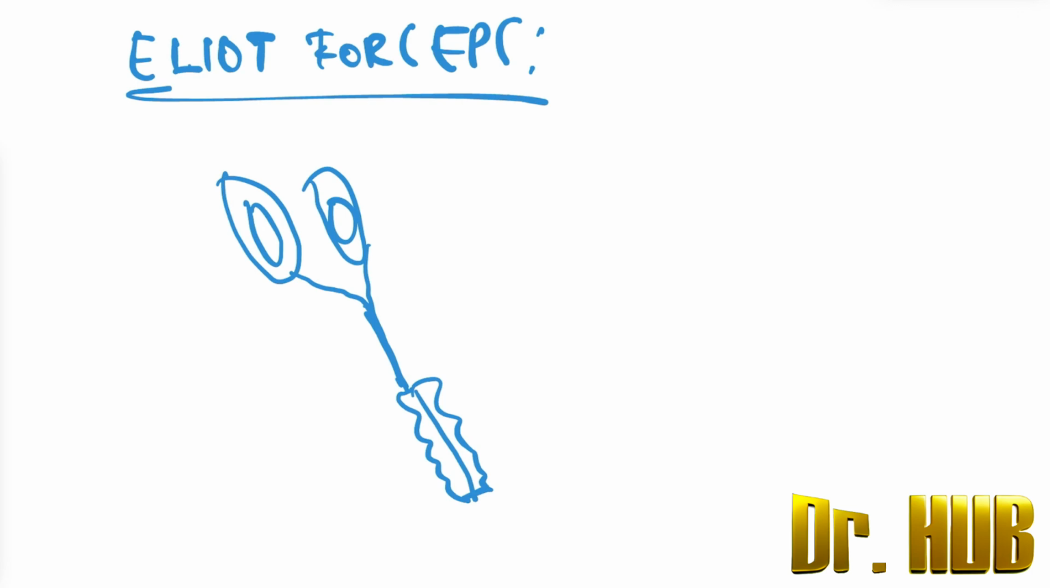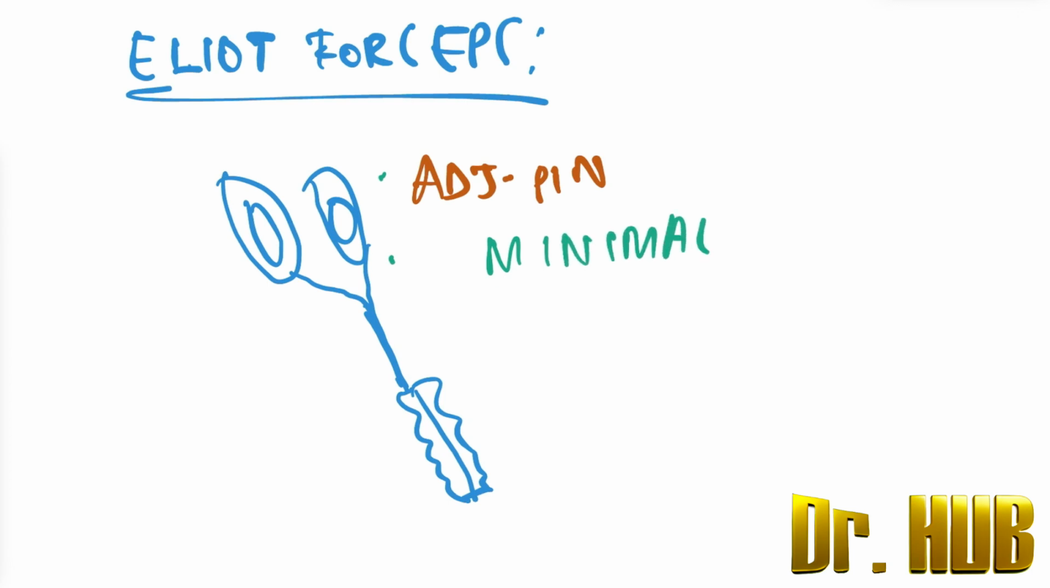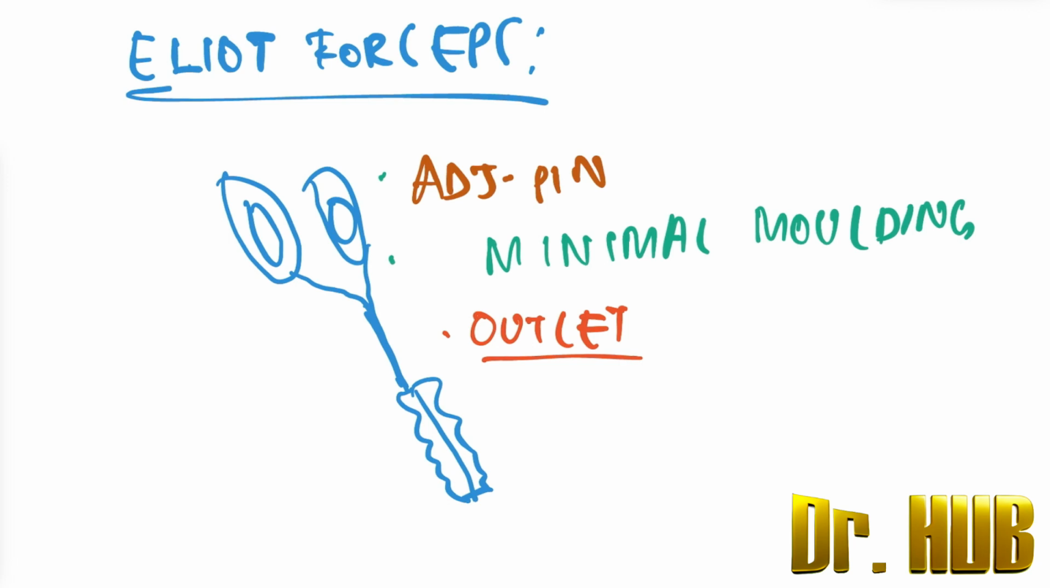The Elliott forceps has an adjustable pin for regulating the lateral pressure on the handles. It is used most often when there is minimal molding, and it is more suitable for outlet delivery.